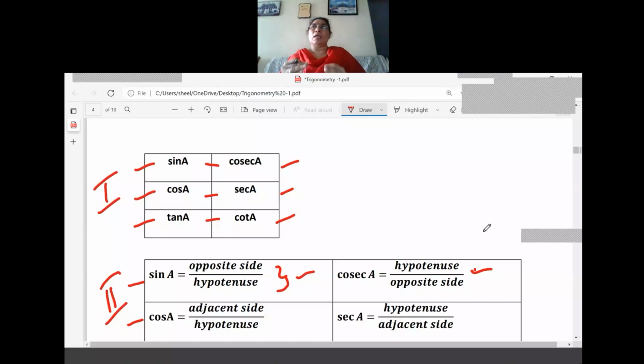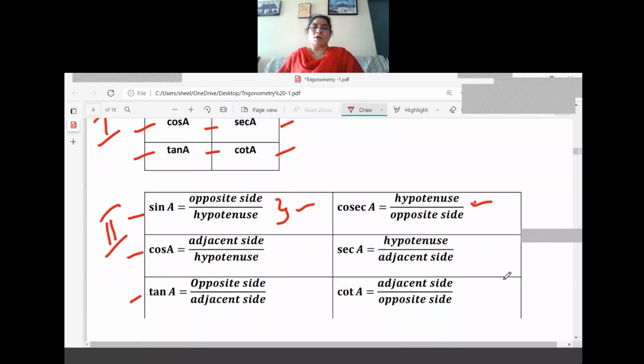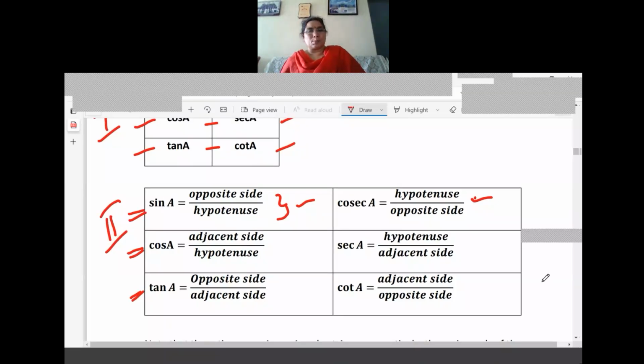Now what is to be learned? The names of the trigonometric ratios. You should make a table and first learn the three names: sine, cos and tan. What are the other names? Cosec, sec and cot. What is the next step? The formulas. What is sine A? Opposite side by hypotenuse. What is cosec A? Hypotenuse by opposite side. So when you are learning, you should learn these three first: sine, cos and tan. After that, you go for the remaining three because they are reciprocals.